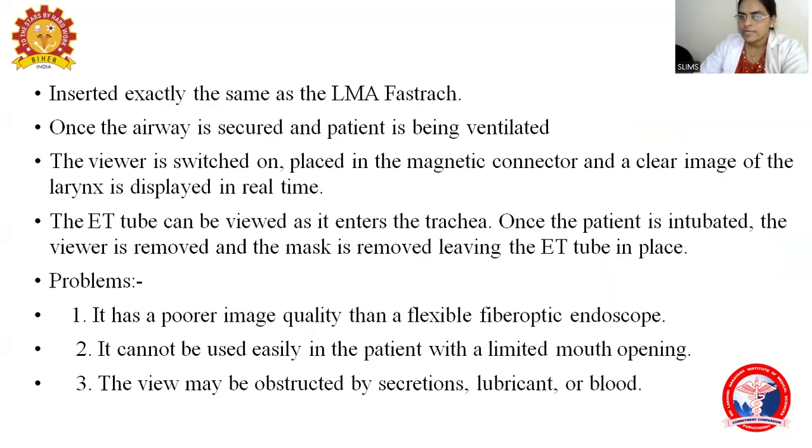It is inserted exactly as the LMA fast track. Once the airway is secured and the patient is being ventilated, the viewer is switched on, placed in the magnetic connector, and a clear image of the larynx is displayed in real time on the screen. The endotracheal tube can be viewed as it enters the trachea. Once the patient is intubated, the viewer is removed and the mask is removed, leaving the endotracheal tube in place.